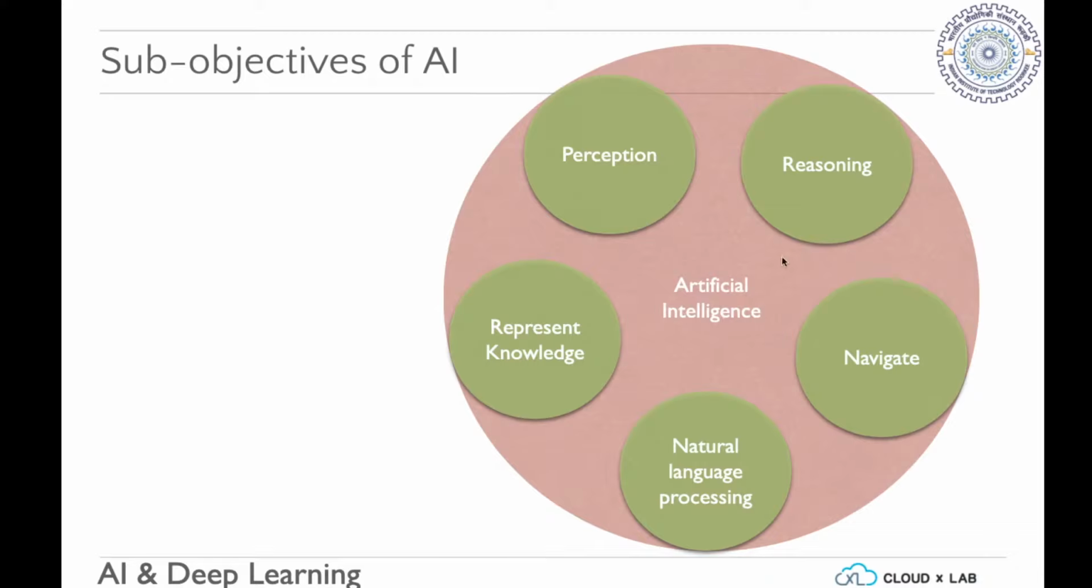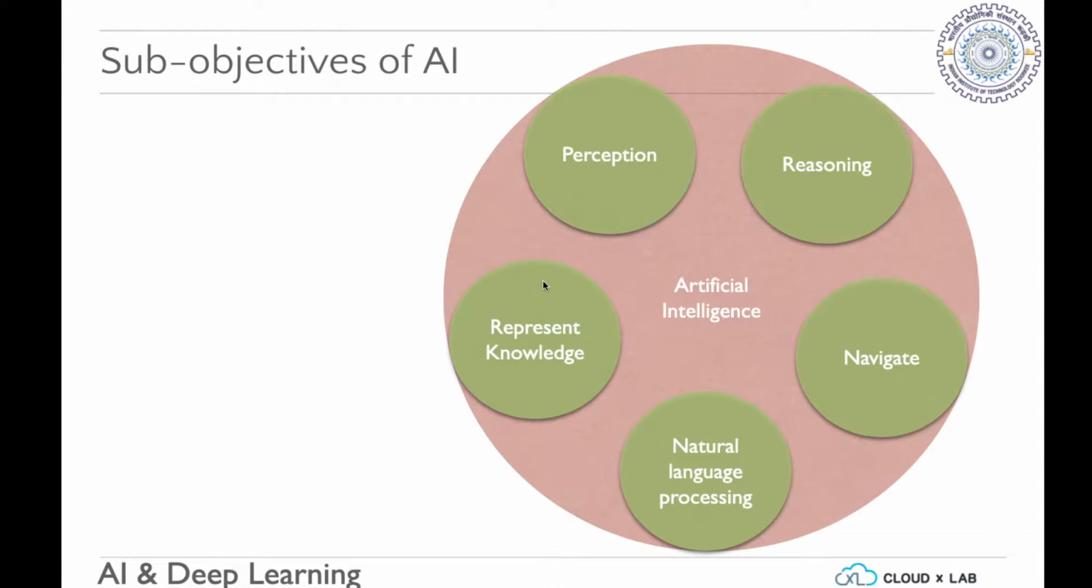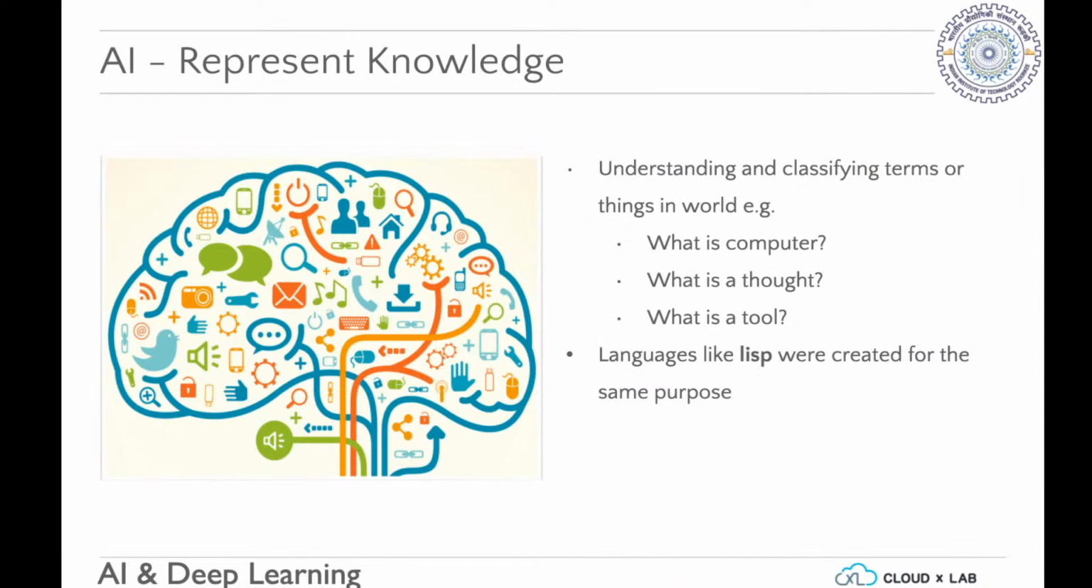Some of the sub-objectives would be perception. The machine should be able to perceive, should be able to do reasoning, should be able to navigate, like robots moving through spaces, do natural language processing, so it can converse easily with people, and be able to represent knowledge, getting an abstract idea about knowledge and information. So AI's job is to represent knowledge, understanding and classifying terms or things in the world, like what is a computer, what is a thought, what is a tool.